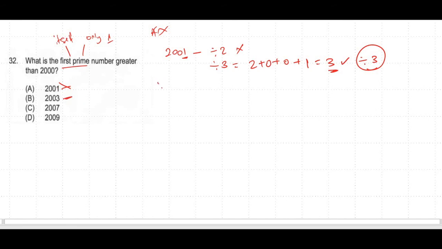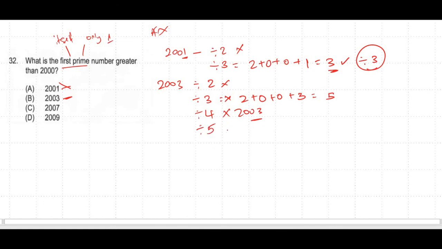Can 2003 be divided by 2? No. Be divided by 3? Let's see. 2 add 0 add 0 add 3 is 5. Can it be divided by 3? No, it cannot. Can it be divided by 4? How can I check whether it can be divided by 4 or not? If the last two digits cannot be divided by 4, that means the whole number cannot be divided by 4. So this one also cannot be divided by 4.